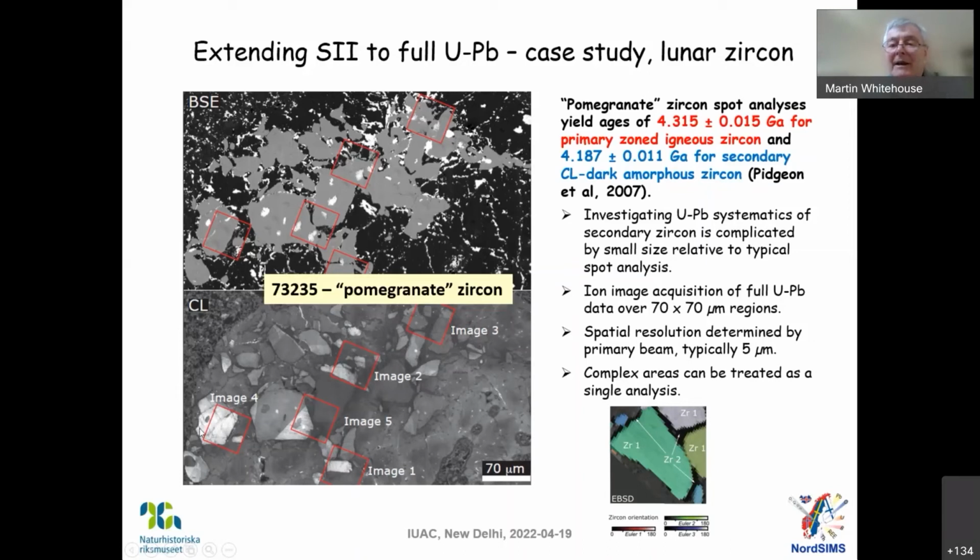Now, going back a little bit here, Bob Pigeon and co. back in 2007 reported an age difference between primary zone zircon of 4.3 billion years and a secondary CL-dark amorphous zircon of about 4.2 billion years. So we already know what we should be seeing here. So this was a very good test case.